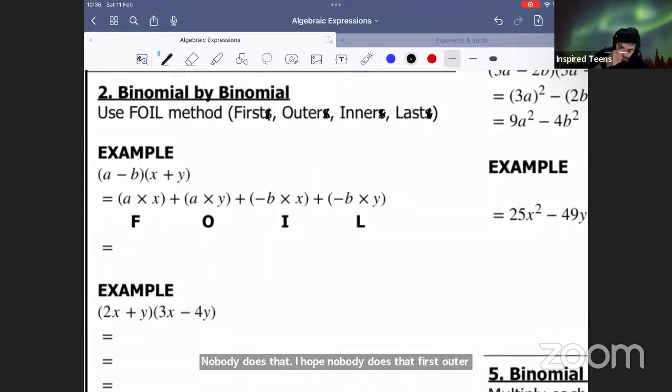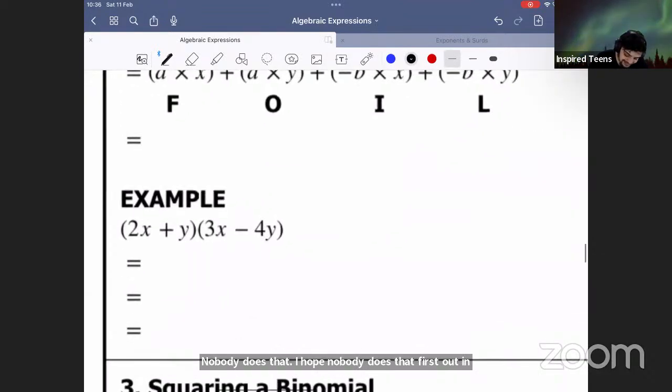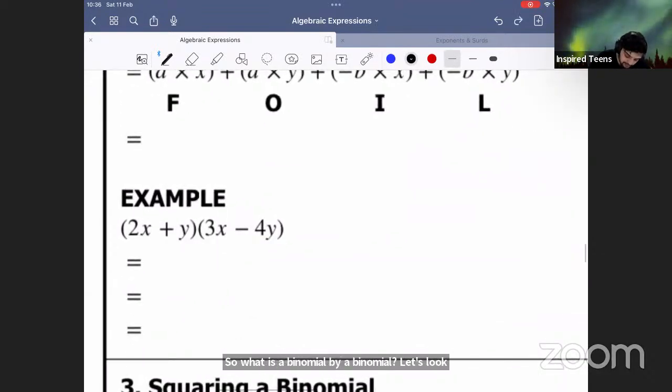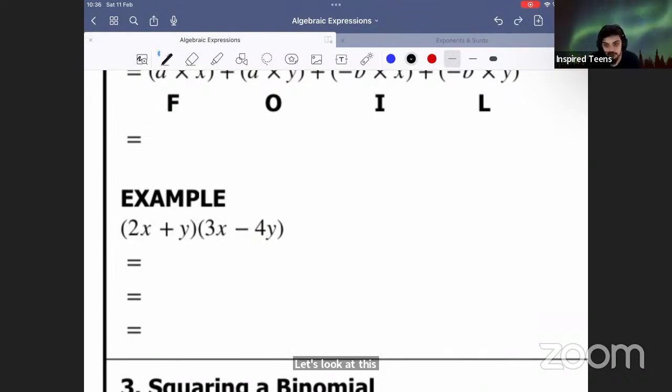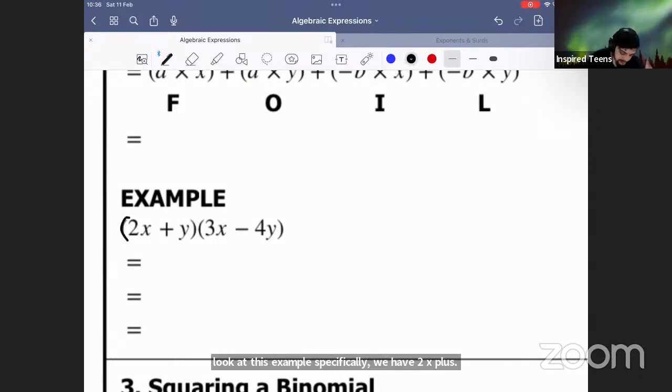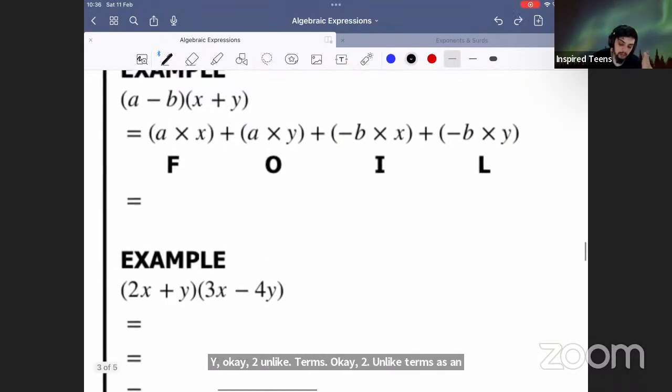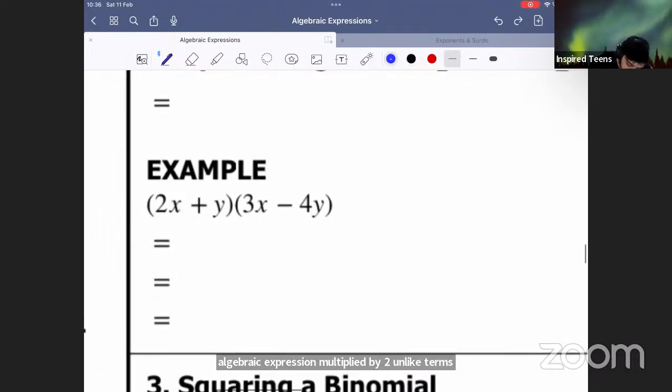So what is a binomial by a binomial? Let's look at this example specifically. We have 2x plus y, two unlike terms as an algebraic expression, multiplied by two unlike terms again. That is when we use FOIL. We multiply the first terms.